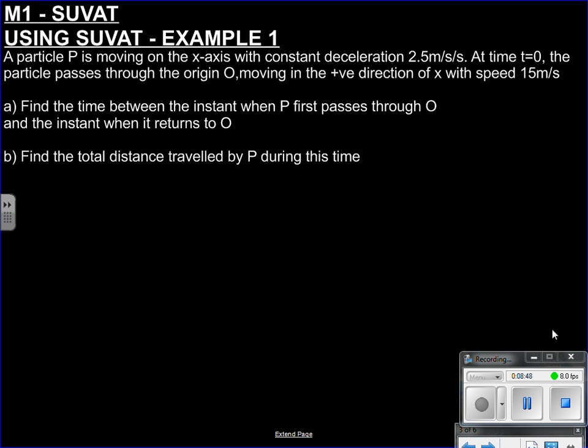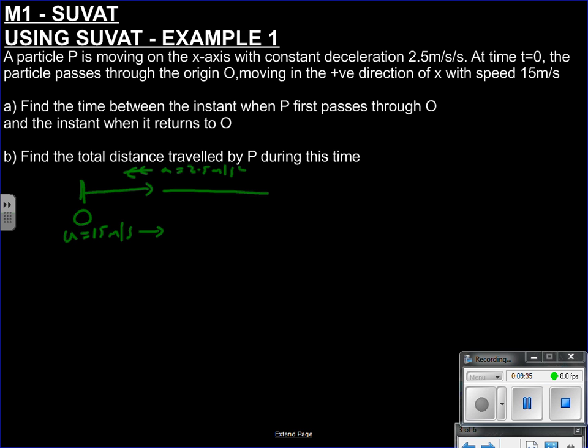So a particle P is moving on the x-axis, and it's always helpful to draw a diagram. Particle P is moving on the x-axis with constant deceleration 2.5 meters per second squared. So let's say it was traveling this way. It's decelerating, so on my picture, notice the double arrows for acceleration, a single arrow for velocity, so 2.5 meters per second squared. At time t equals 0, the particle passes through the origin O, so here's the origin O, moving in the positive direction with speed 15 meters per second. So U is 15 meters per second that way, as my picture describes.